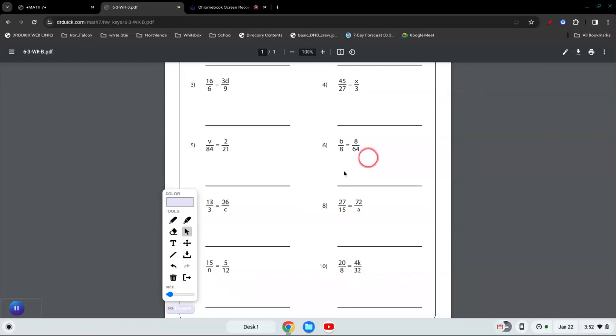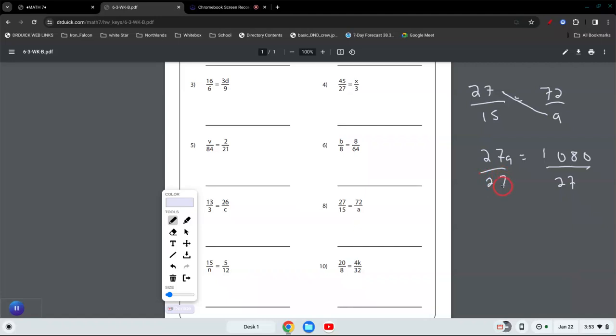Take 27. We can do this the hard way. 27 over 15 equals 72 times A. Hard way, we go this way, 27A. And now I got to go 15 times 72. If I was to do that, 15 times 72, I got the number 1080, right? Now I got to divide it by 27. And I have A equals 40.